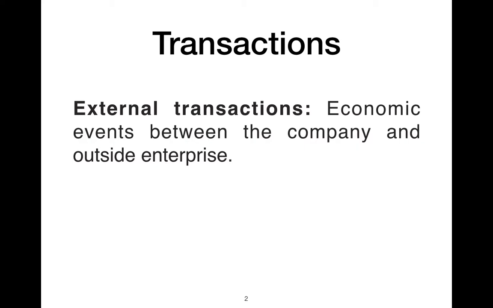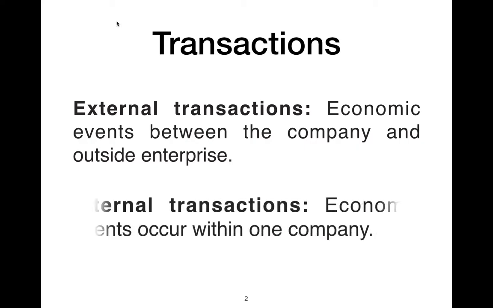External transactions are economic events that happen between the company and outside enterprises. For instance, buying office equipment from a supplier or providing service to a customer. While internal transactions are economic events that happen inside the company, like using the office equipment.